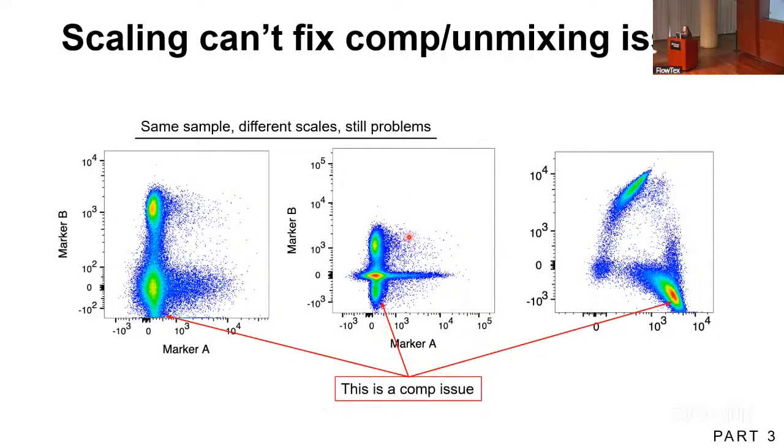Next, scaling cannot fix comp and unmixing issues. This is a comp issue, this is a comp issue, this is a comp issue. Scaling is never going to make that go away. That has to go away with proper controls.